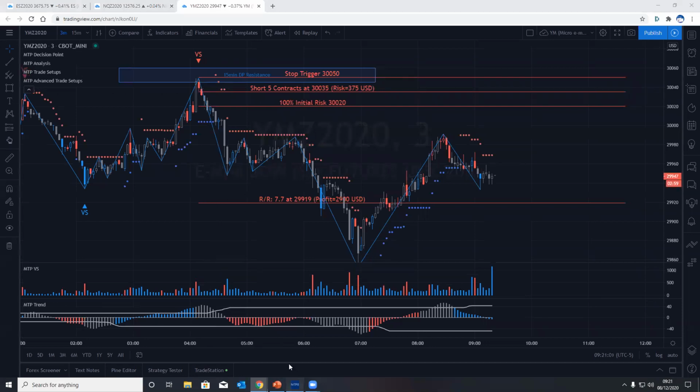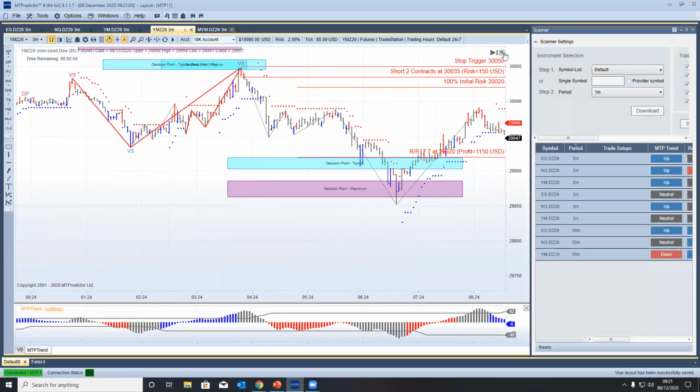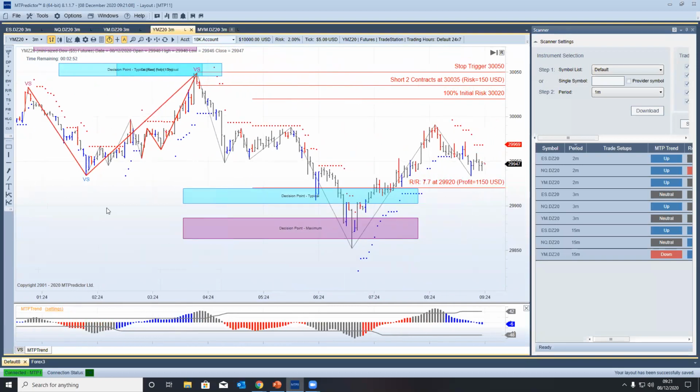So again, exactly the same setup if you're in our standalone version. There it is, on the standalone version, and our NinjaTrader 8 add-on. So exactly the same setup, exactly the same approach, whether you're using NinjaTrader, TradingView, or our standalone version.